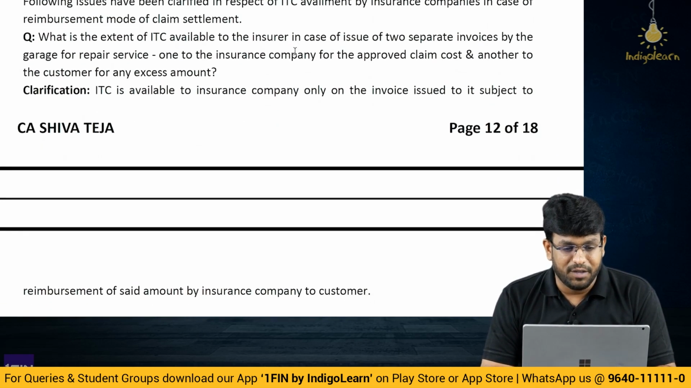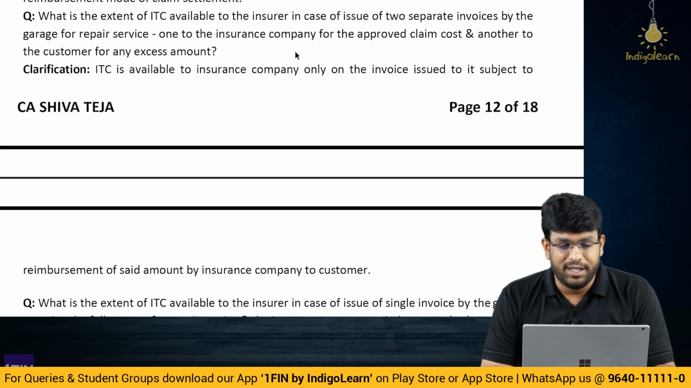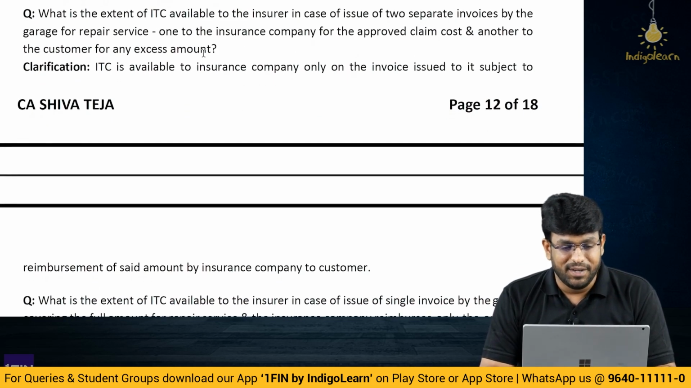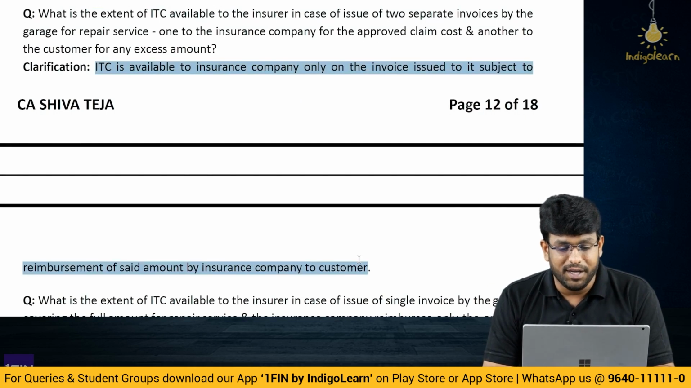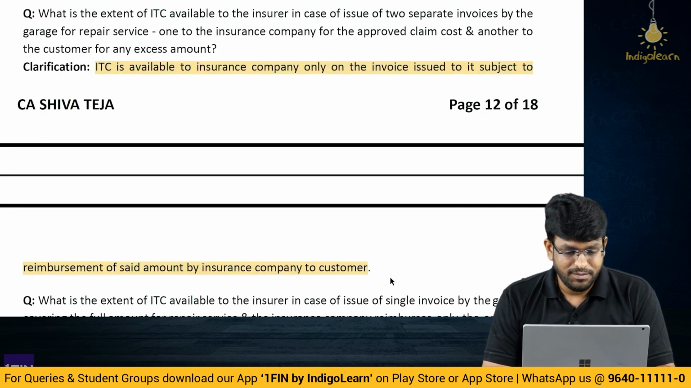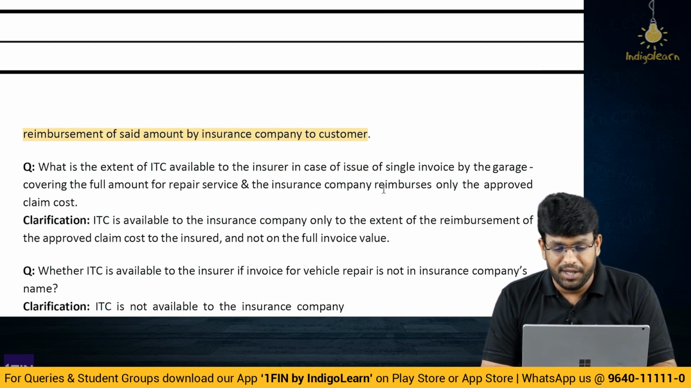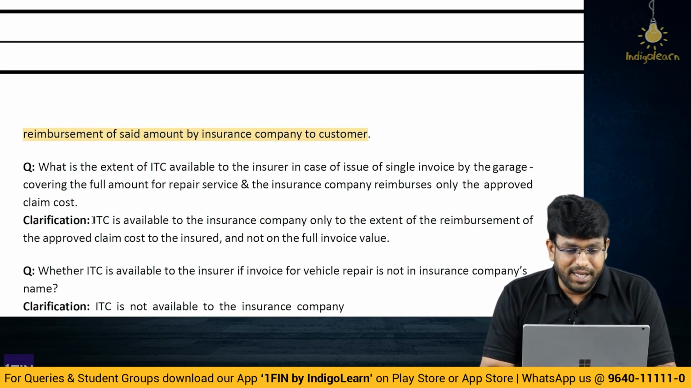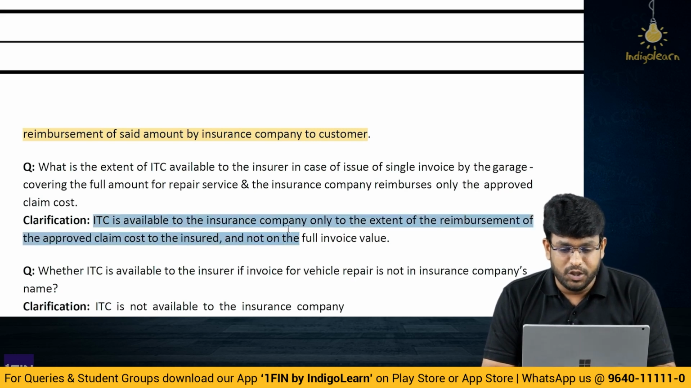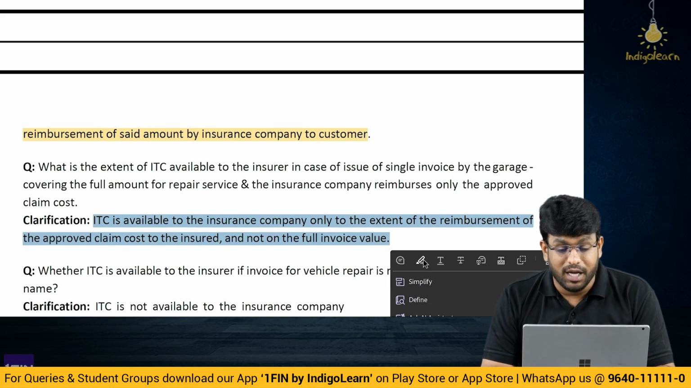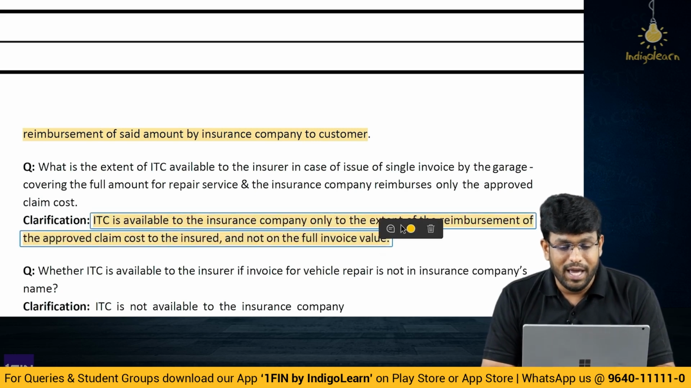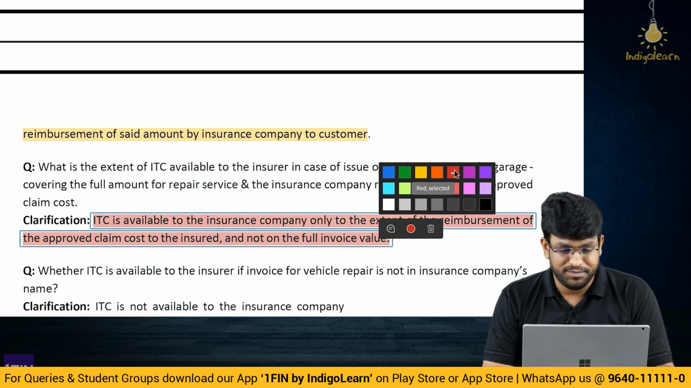And what are the issues they have clarified? What is the extent of ITC available? ITC is available only to the extent the amount is reimbursed, obviously. What is the extent of ITC available in case of single invoice given by garage for full amount of repair and insurance company reimburses only part amount? ITC is available only to the extent of reimbursement of approved claim cost to the insured and not on the full invoice value. Of course, a very, very important point.